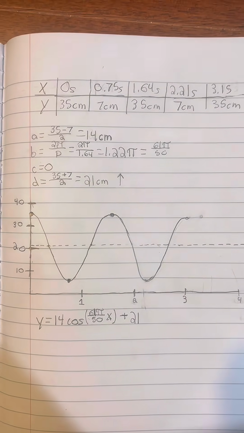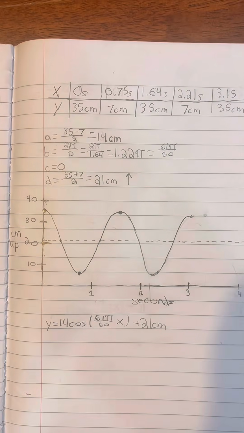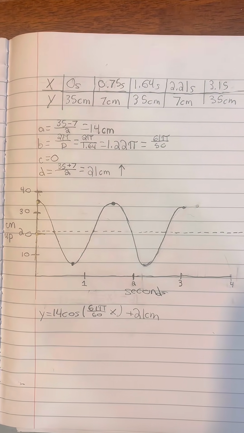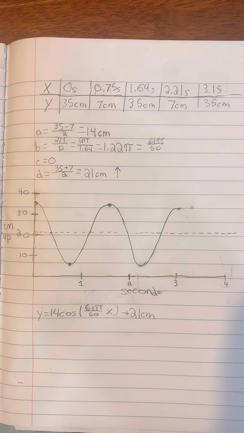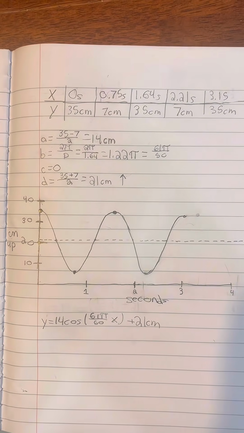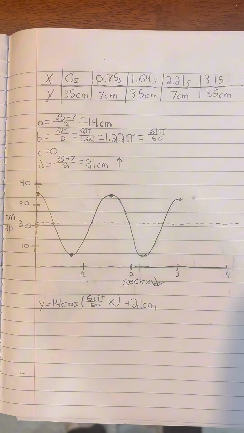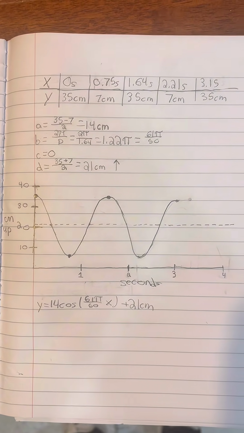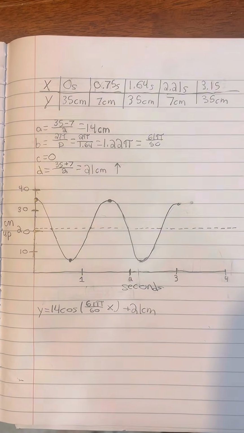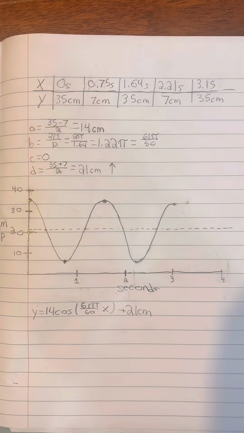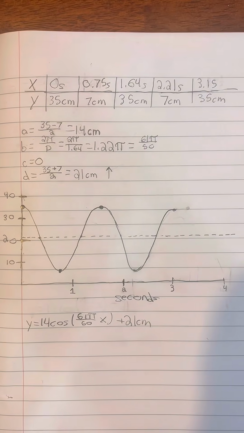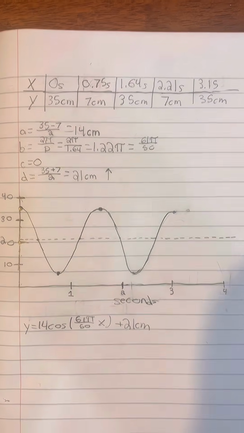21 centimeters up. For my graph, the y parameters are from 0 to 40, and the x parameters are from 0 to 4. At 0 seconds, there is a dot at 35 centimeters high because it starts from the top, since it is a cosine wave. Then, at 1.64 seconds, it also goes back to 35 centimeters, signaling the first cycle, and then at 3.15 seconds, it is back to 35 centimeters again, because that is the end of the second cycle.